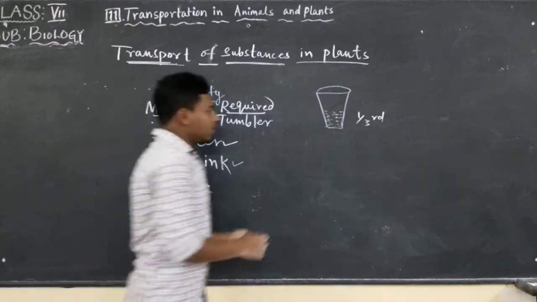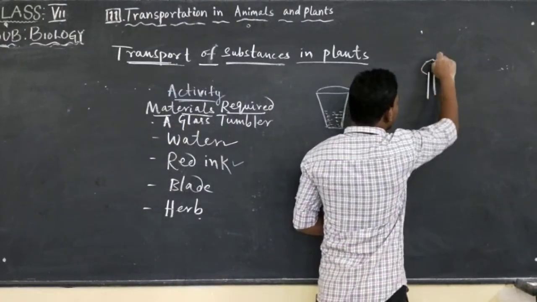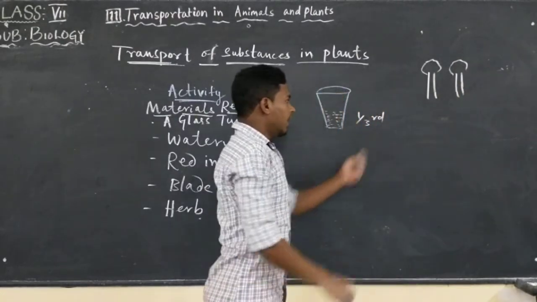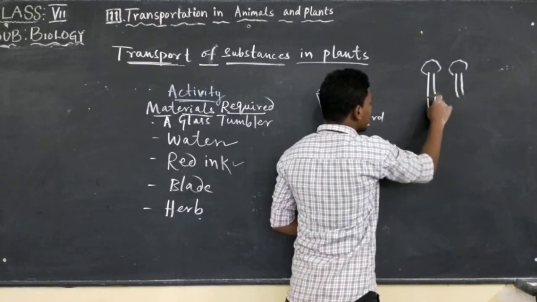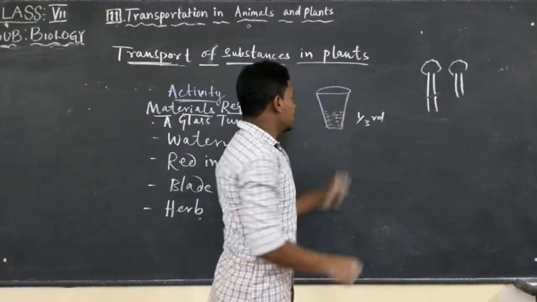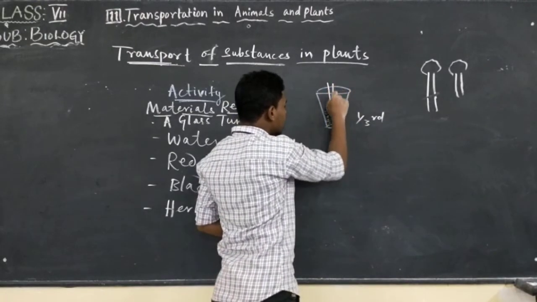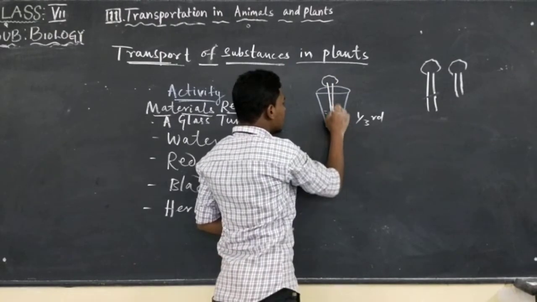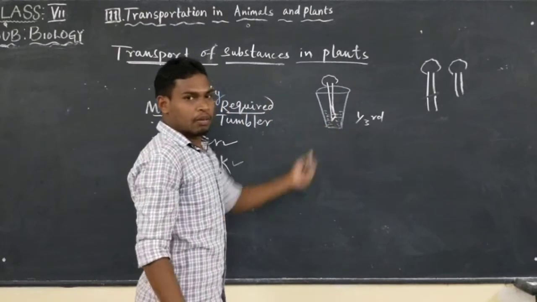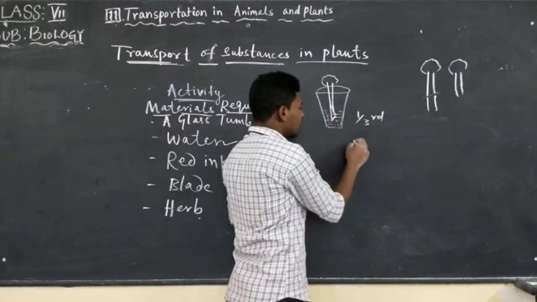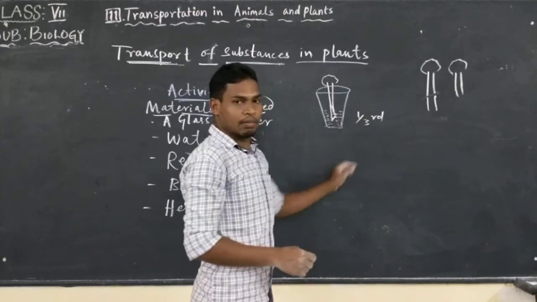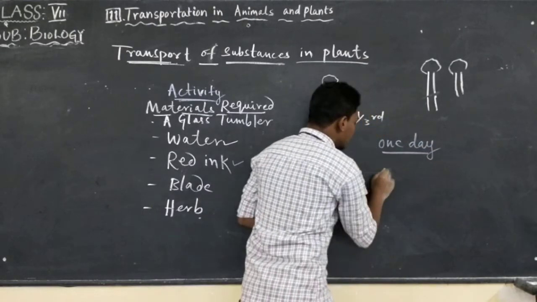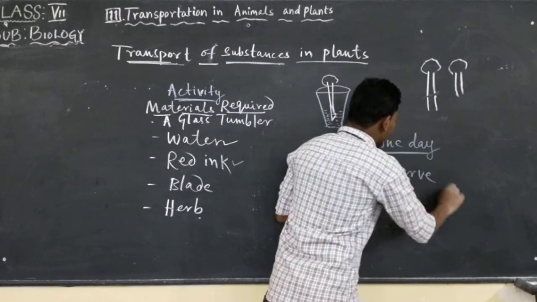So here we will take two herbs. And at the base we will cut one herb. This upper part of the herb we need to insert into the glass tumbler. So this is the glass tumbler. We have the herb here. Now we need to keep the herb inserted into the glass and keep it for 1 day. After 1 day we need to observe this activity.